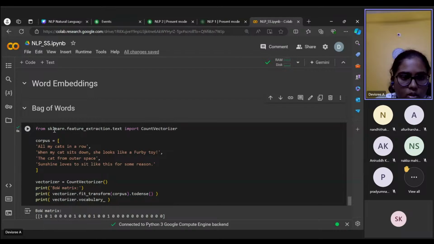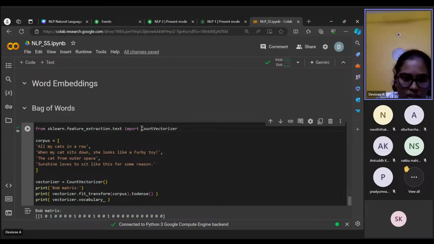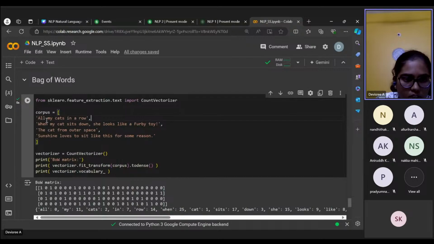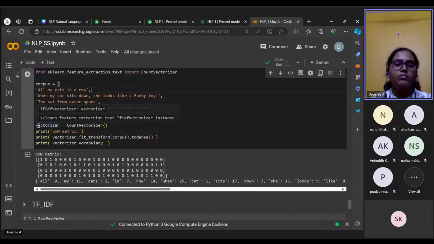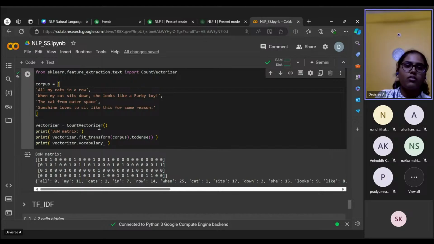From sklearn.feature_extraction.text, there is a CountVectorizer. Let's see what this function is. First, let's create a corpus, or say text data. These are the sentences. All my cats in a row. When my cat sits down, she looks like a Furby toy. Right? These are the given sentences. So you initiate a function for the count vectorizer. vectorizer is equal to the CountVectorizer function.